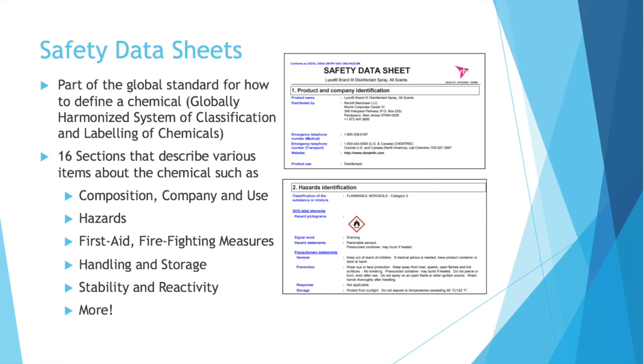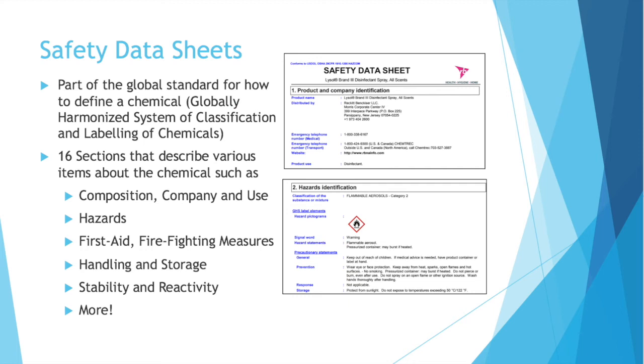Sometimes you need more than just how hazardous is this chemical, and that's where safety data sheets come in. I think I'm going to do a full video on these, but this will just be a brief overview. Safety data sheets are part of the global standard for how to define a chemical. It's part of the Globally Harmonized System of Classification and Labeling of Chemicals. And the United States uses safety data sheets now.